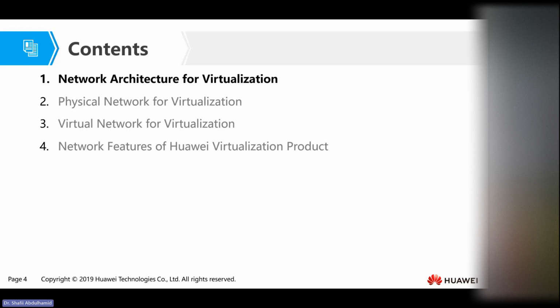So the first section of the chapter will discuss network architecture for virtualization. The second section, we will discuss physical network for virtualization. Section 3 will discuss virtual network for virtualization. And last but not the least is the fourth section, where we shall discuss network features for Huawei virtualization products. So we will take the first section first, which is network architecture for virtualization.